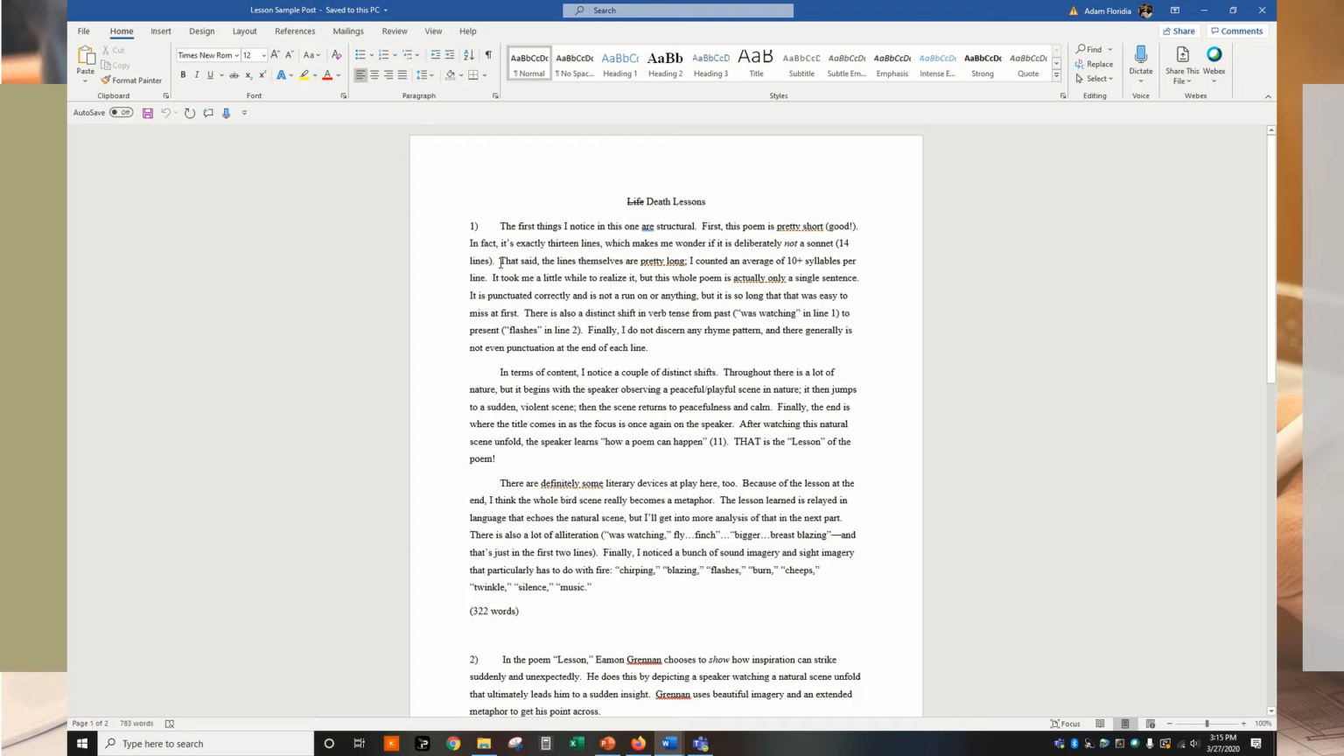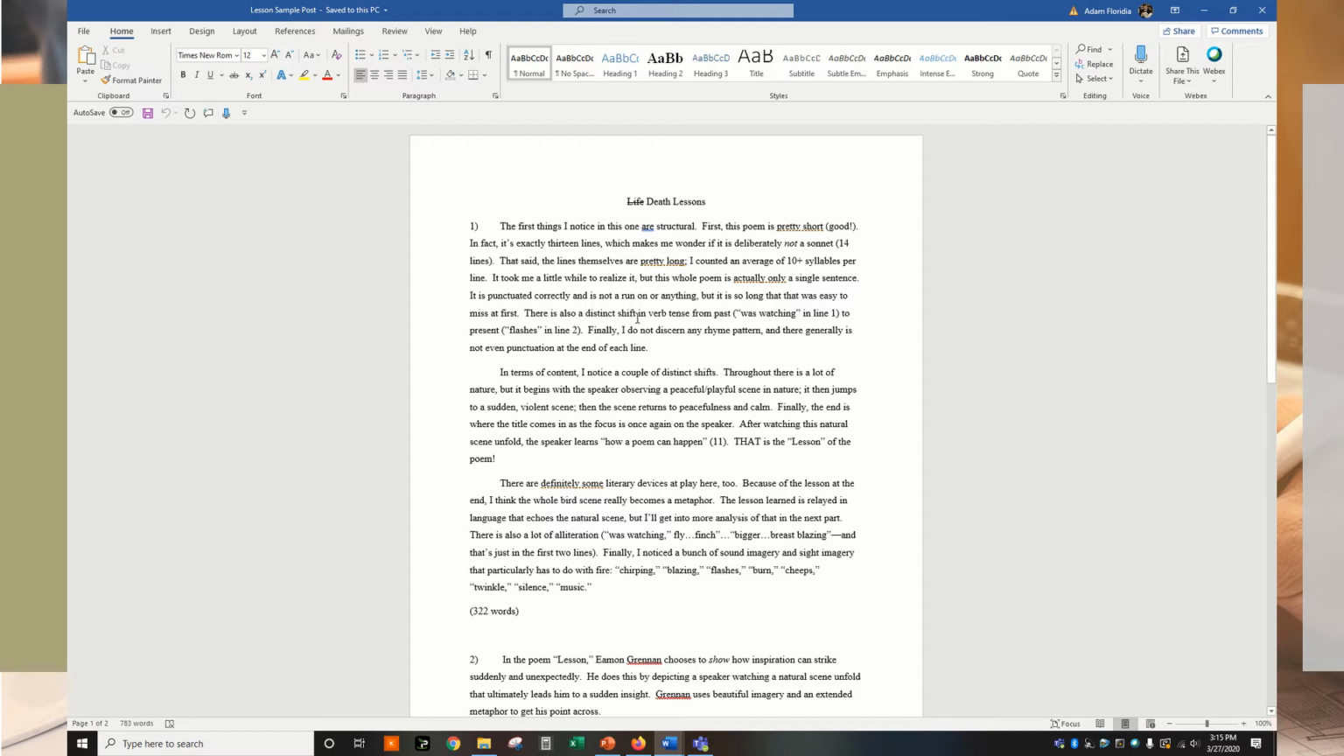Anyway, that said, the lines themselves are pretty long. I counted an average of 10 plus syllables per line. See, I did take the time to count the syllables. It took me a little while to realize it, but the whole poem is actually only a single sentence. It's punctuated correctly, and it's not a run-on or anything, but it's so long that that was easy to miss at first. I wonder how many of you noticed that. Again, I noticed it right away in this video because I've read the poem and already written this, but the first time I read it, it took me a little while to realize, hey, this is a single sentence.